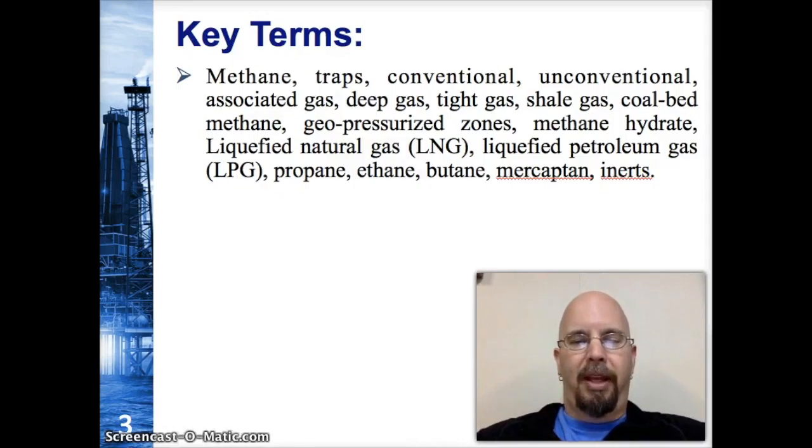When you take out the methane, it is then refrigerated and turned into liquefied natural gas. Then when propane, ethane, and butane are taken out of natural gas and refrigerated, they are referred to as liquefied petroleum gas. So this is all very, very important and fundamental for the rest of the term. So please take the time to truly understand how this all works. Thank you.